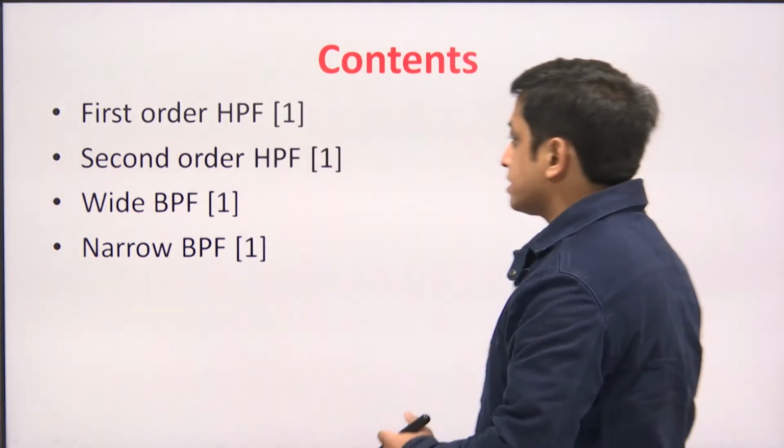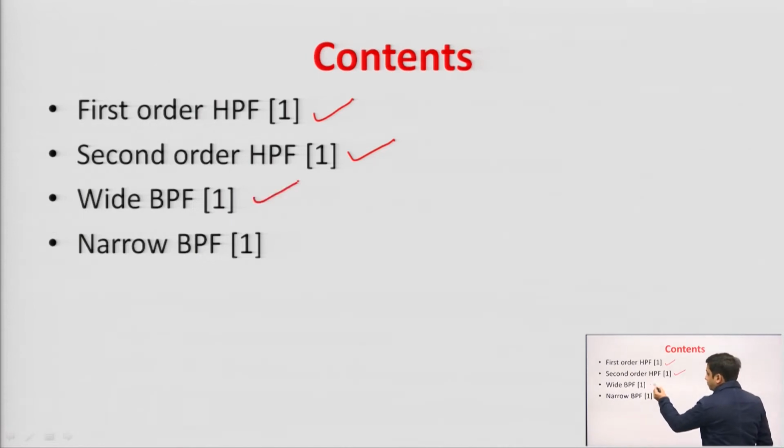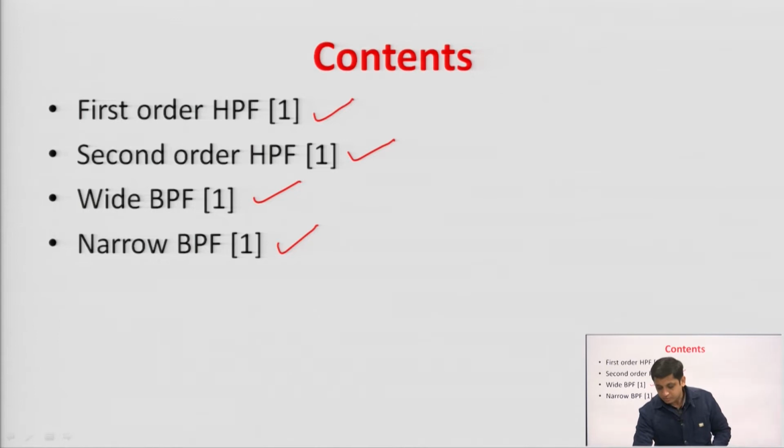This is lecture 30 of the subject analog circuits. In this class I am going to discuss active high pass filter and active band pass filter. Contents are first order HPF, that is high pass filter, then we will discuss second order high pass filter, after that wide band pass filter and narrow band pass filter.